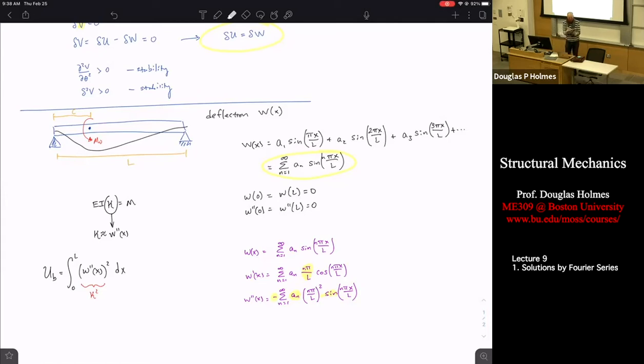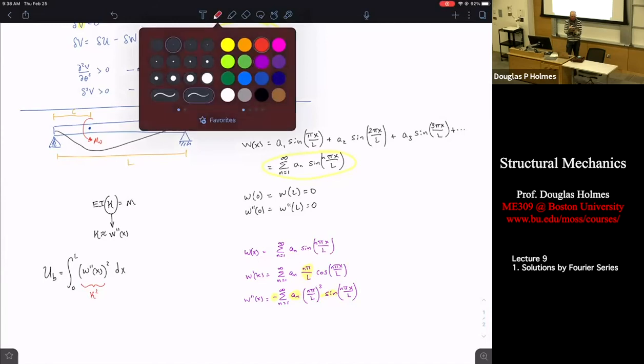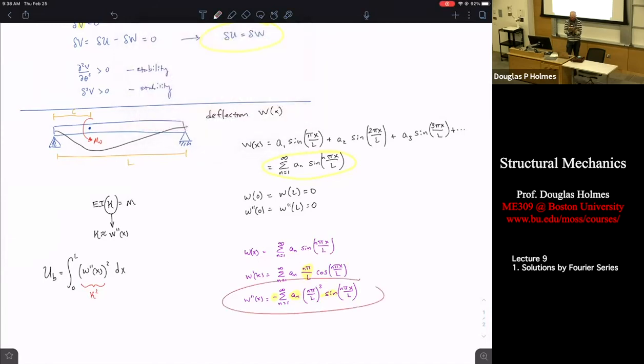Okay, so we have the thing that we need to square. That's this. We have to insert that into here. So let's remind you what we've done so far. We're trying to solve a beam deflection problem. We guessed the deflection could be written as a Fourier series. We know that the strain energy depends on the second derivative of the deflection. So we took our guess, took two derivatives of it, and now we're sticking it inside the strain energy.